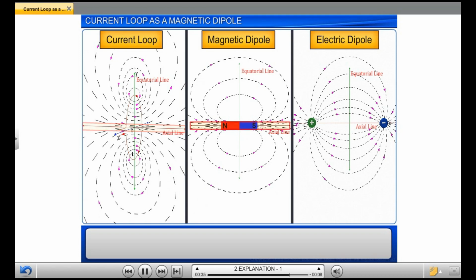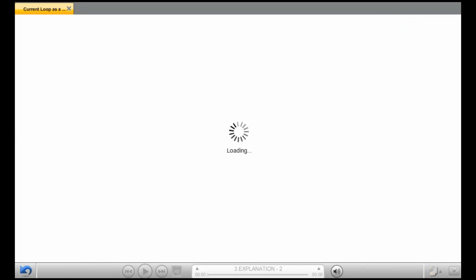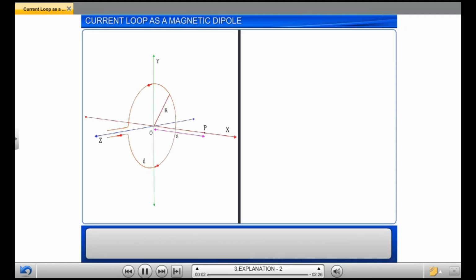Let us compare this magnetic field with the electric field strength at a point on the axial line of an electric dipole. We have learnt earlier that the magnitude of the net magnetic induction at a point on the axis of the circular loop at a distance x from the center of the circular loop, BA, is equal to mu naught I R square by 2 into (R square plus x square) whole power 3 by 2. Let this be equation 1. The direction of the field is along the axis of the circular loop.